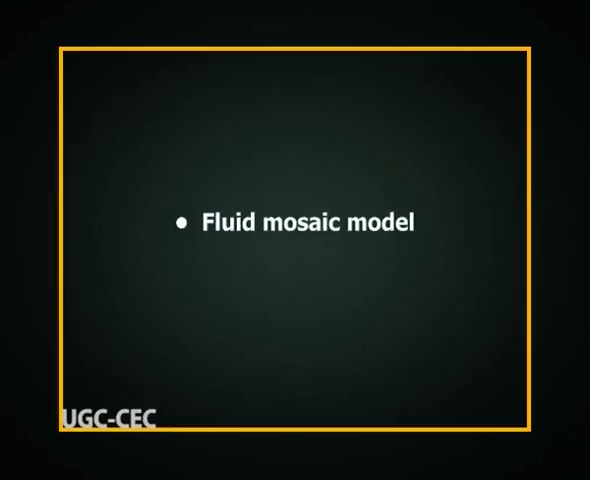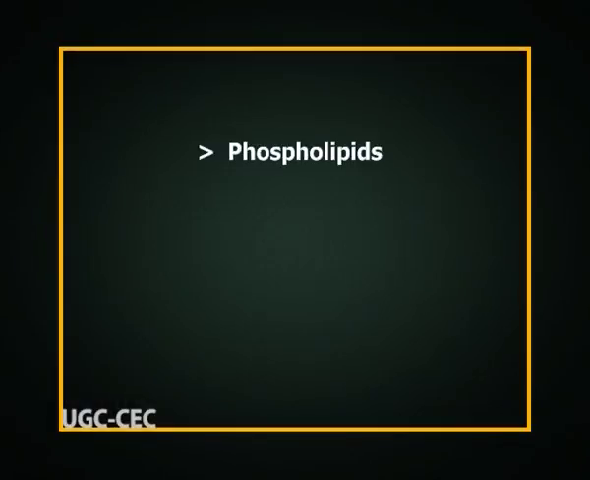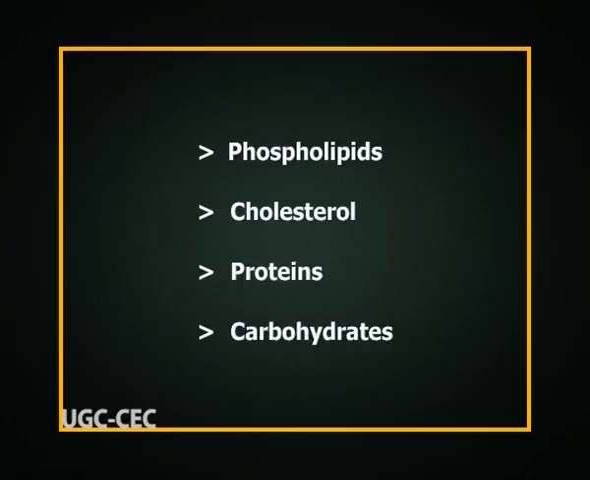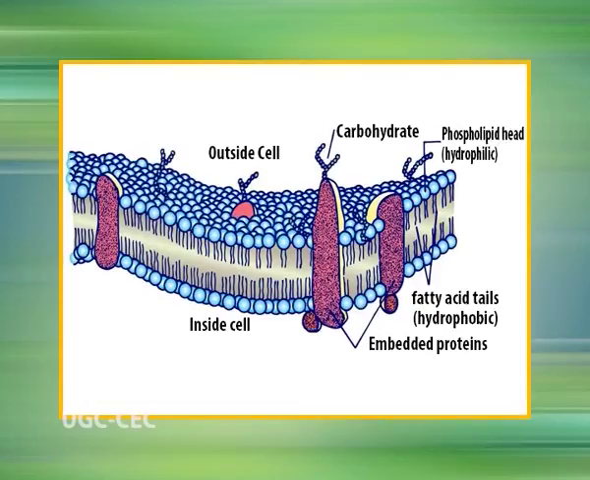So what is this fluid mosaic model? The fluid mosaic model was proposed by S. J. Singer and Garth L. Nicolson in 1972 to explain the structure of the plasma membrane. The model has evolved somewhat over time, but it still best accounts for the structure and functions of the plasma membrane as we now understand them. This model describes the structure of the plasma membrane as a mosaic of components, including phospholipids, cholesterol, proteins, and carbohydrates that give the membrane a fluid character.